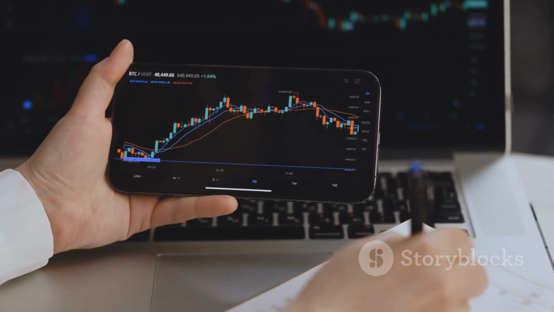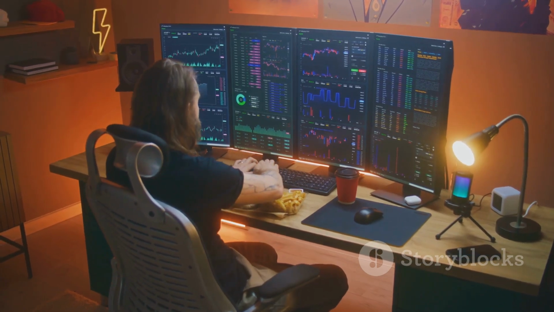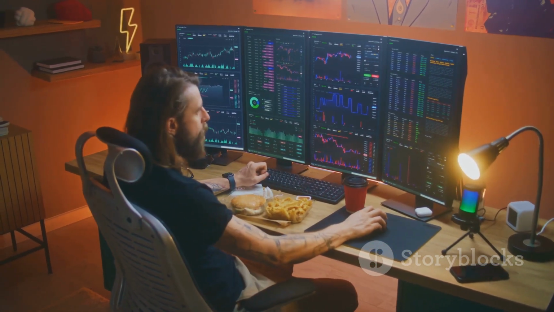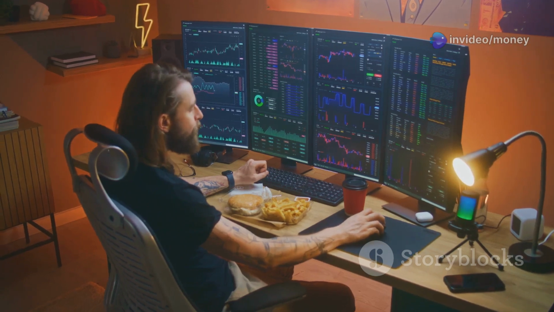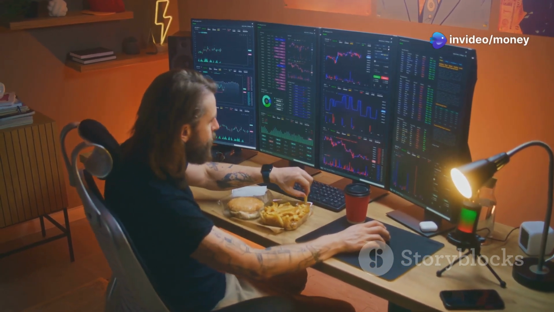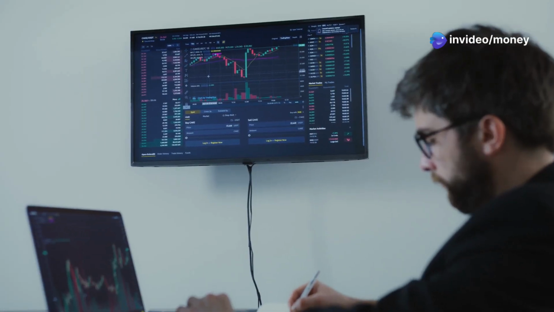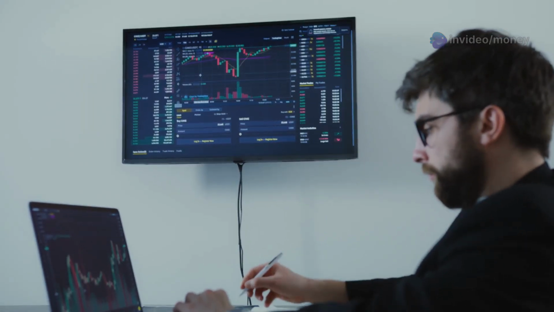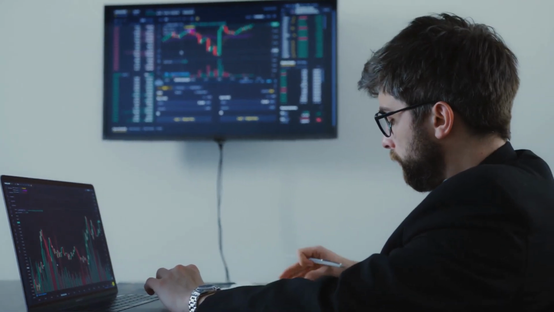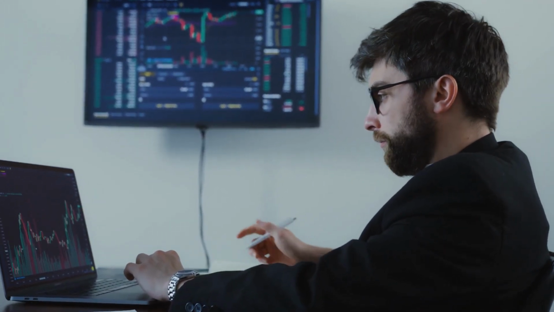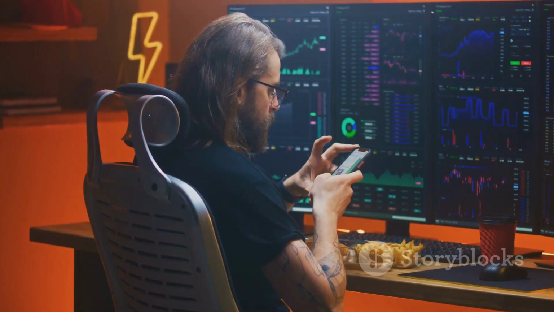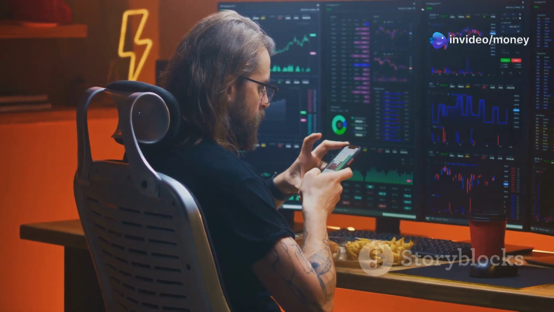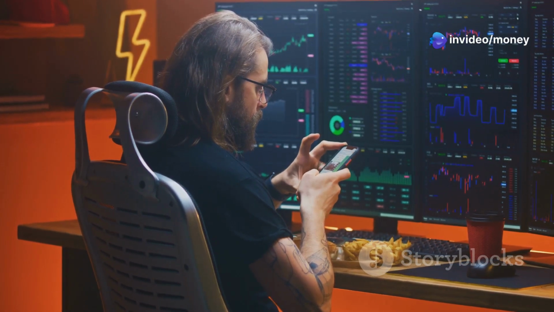To delve deeper into Parabolic SAR, consider exploring online resources, trading courses, or experimenting with the indicator on a demo account. Practical experience is crucial for understanding how Parabolic SAR behaves in different market conditions and developing effective trading strategies. Remember, continuous learning and adaptation are key to success in the ever-evolving world of trading.